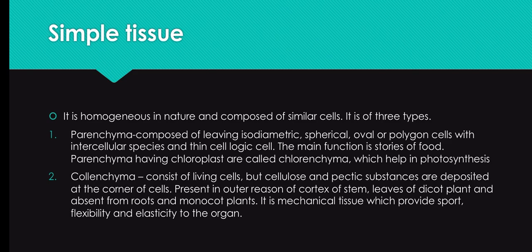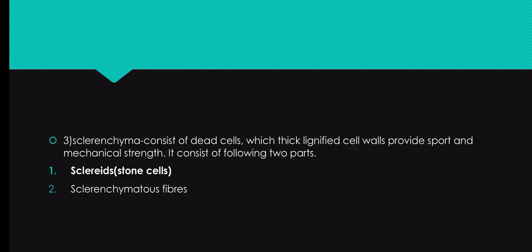Next is collenchyma. Collenchyma consists of living cells, but cellulose and pectic substances are deposited at the corner of the cells, present in outer region of cortex of stem, leaves, petiole of dicot plant, and absent from root and monocot plant. It is mechanical tissue which provides support, flexibility, and elasticity to the organ.